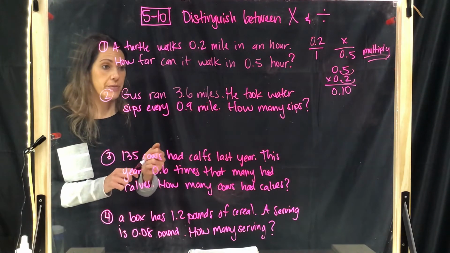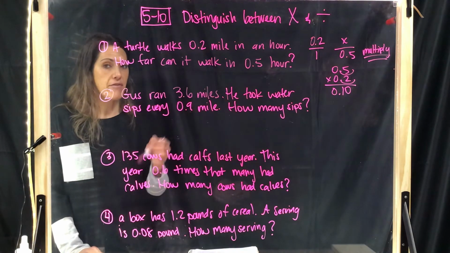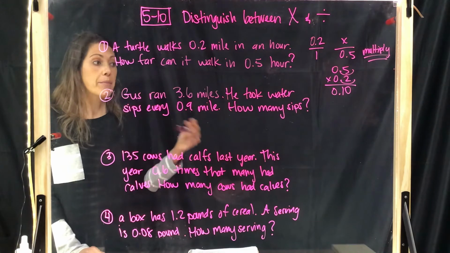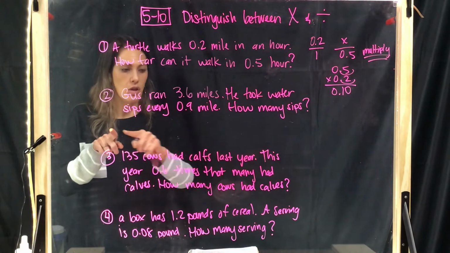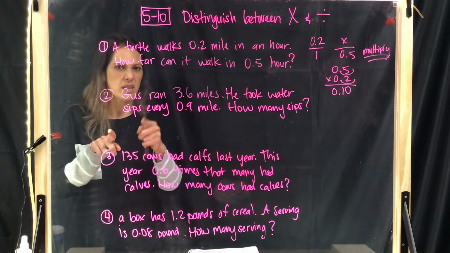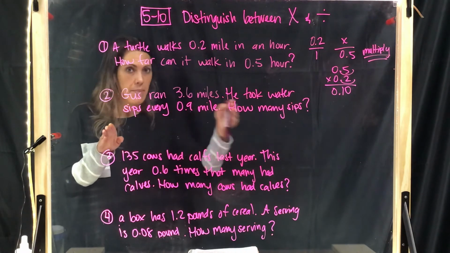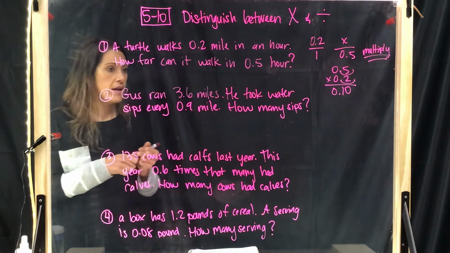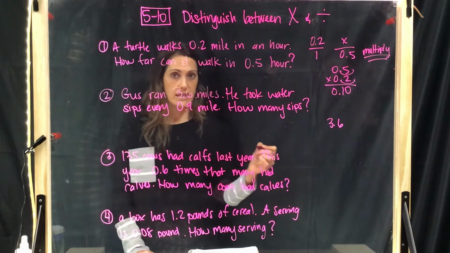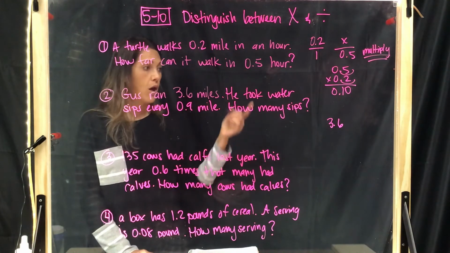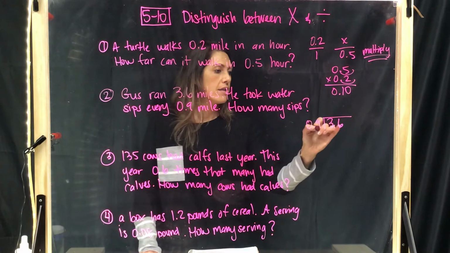Let's take a look at number 2. Gus ran 3.6 miles. And he took a sip every 9/10 of a mile. So how many sips did he take? So I'm thinking about 3.6 miles, that's a long way, and he took a sip at almost every mile, almost. So like right there, right there, right there. That cutting up action sounds like it's division, okay? So I'm going to take the 3.6 miles that he ran and divide it by the 9/10 of a mile.